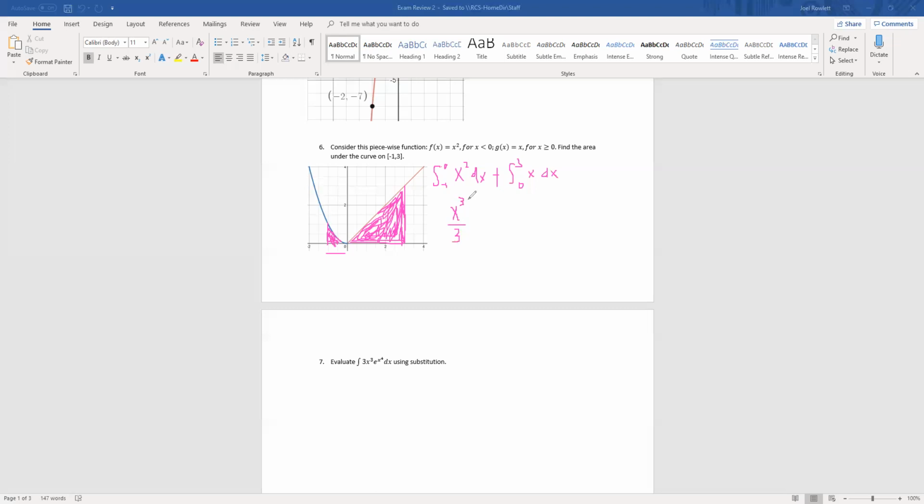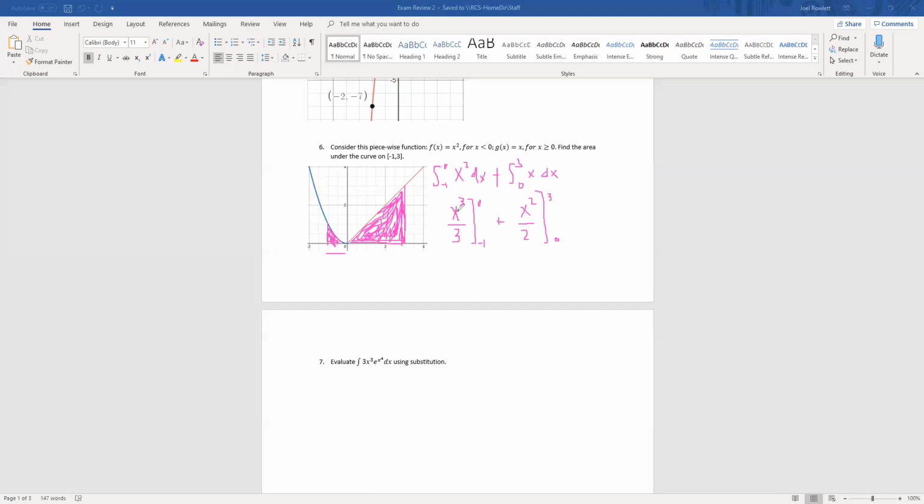And I'll have to evaluate that as x goes from -1 to 0. And then I have to add to that the integral of x dx, which is x squared over 2. And we will evaluate that one as x goes from 0 to 3. And now we just plug in the upper bounds minus the lower bounds for each of these.